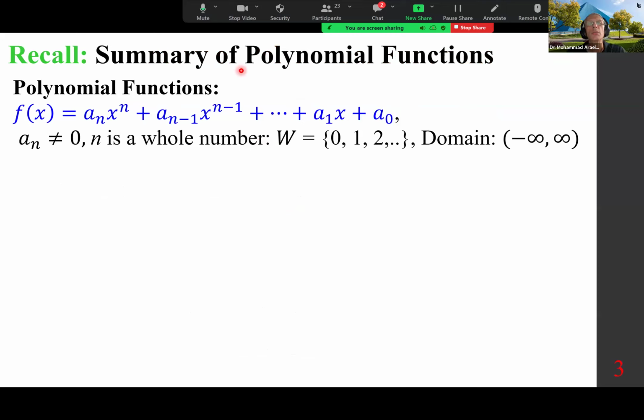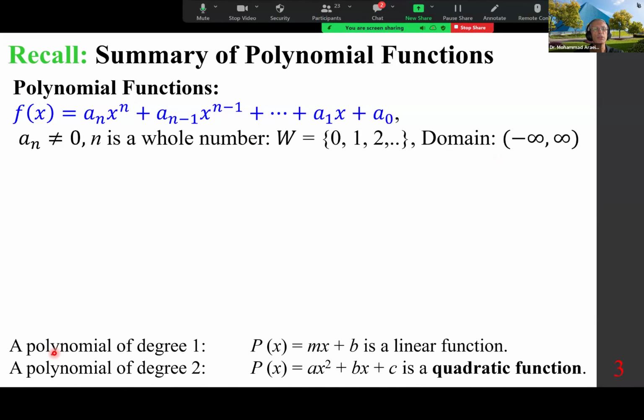So here's the summary of polynomials that we have covered. Polynomial functions are in the form of f of x equals a sub n x to the power of n plus a sub n minus 1 x to the power of n minus 1 plus all the way to a sub 1 x and a sub 0. Here's the leading term and here's the constant. A sub n can't be 0, so we can claim it's of degree n. N is a whole number. That means 0, 1, 2 to infinity. The domain is all real numbers, negative to positive infinity.